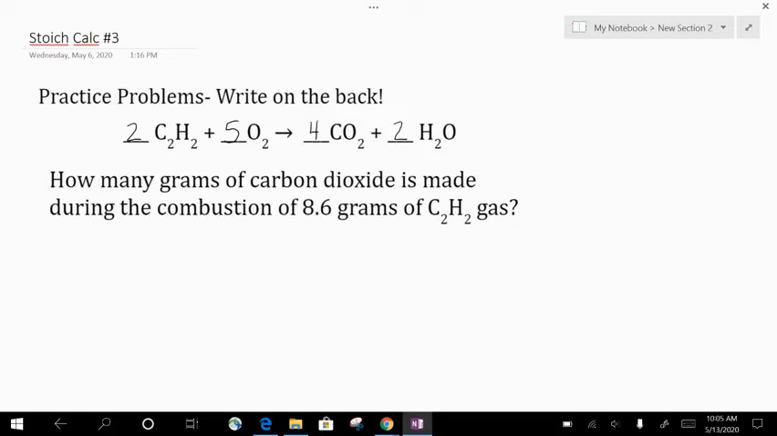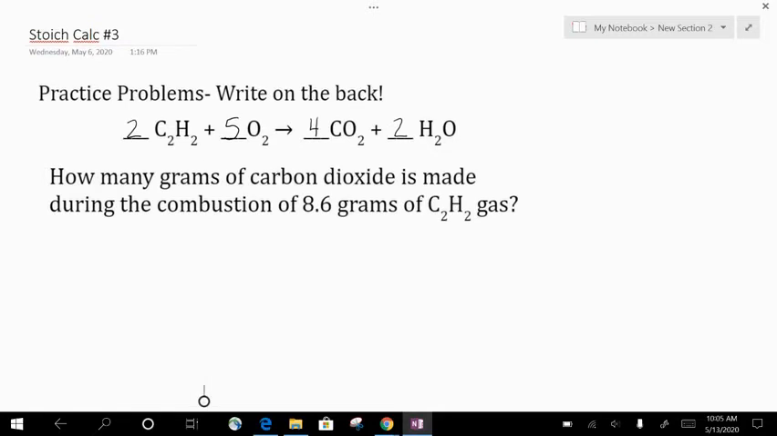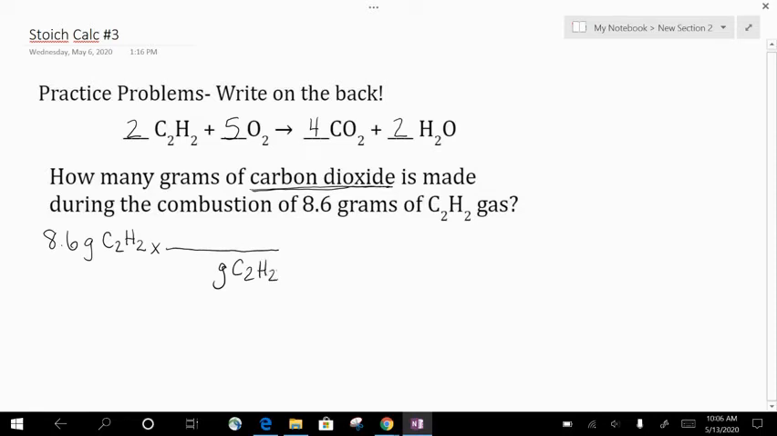Now that we have the balanced chemical equation, we can go ahead and start doing the calculation. It says that I start with 8.6 grams of C2H2. Remember, in order to convert from one substance to another, you always need to get it into moles first. So that's the first thing I'm going to do. I'm going to convert this to moles. So grams C2H2 on top, that same unit has to go on the bottom. Moles on top. And 1 mole of C2H2 is equal to the grams from the periodic table.